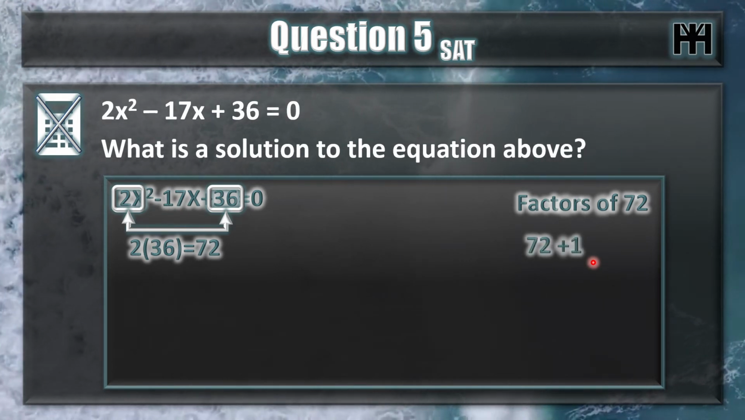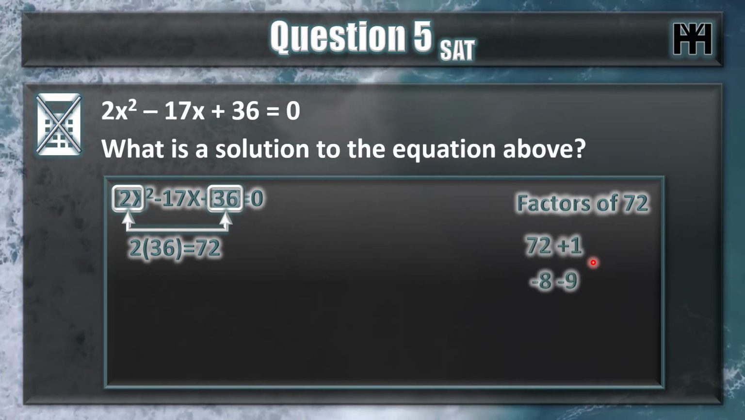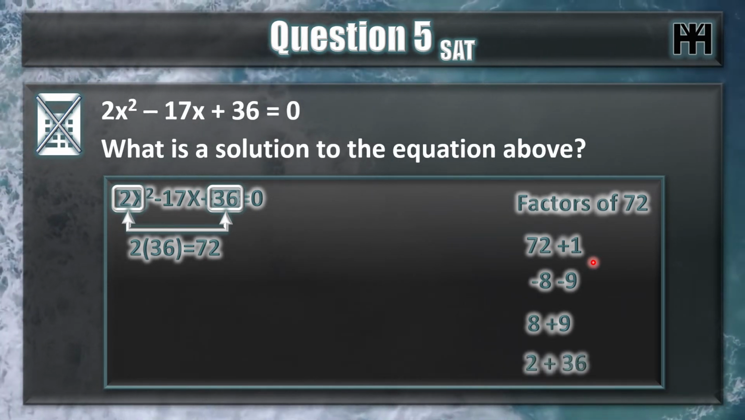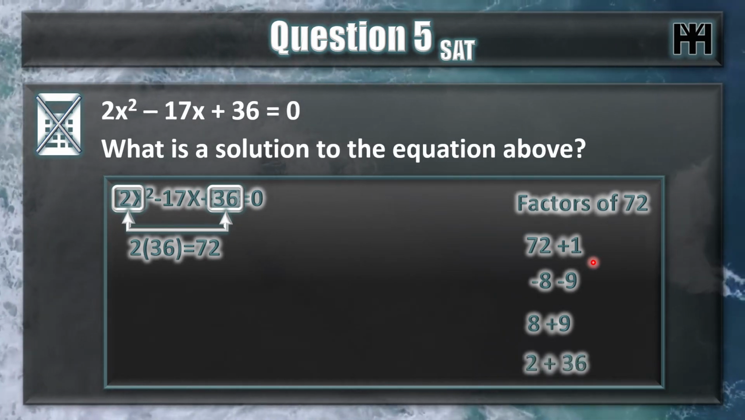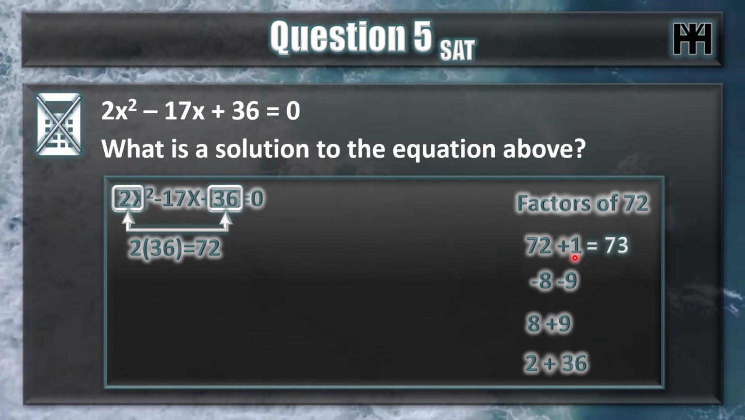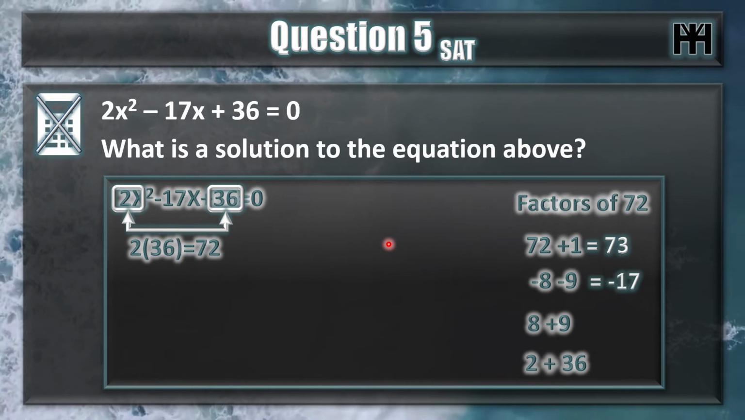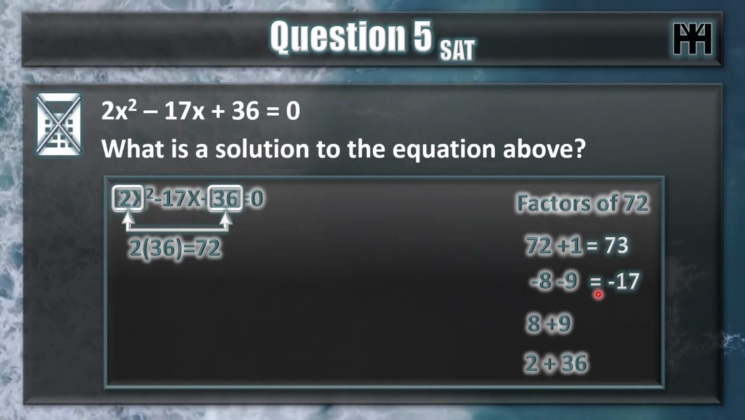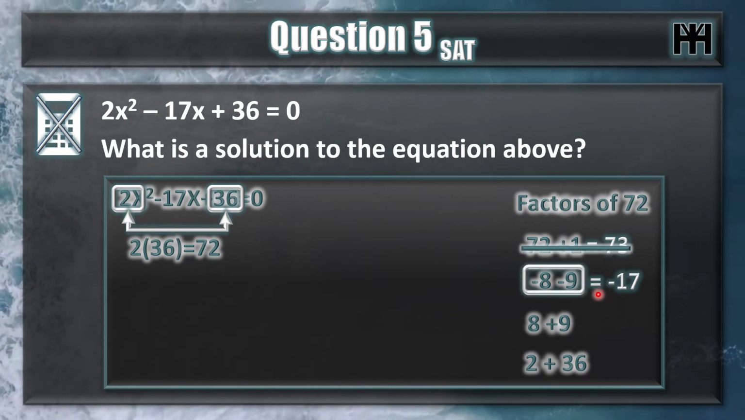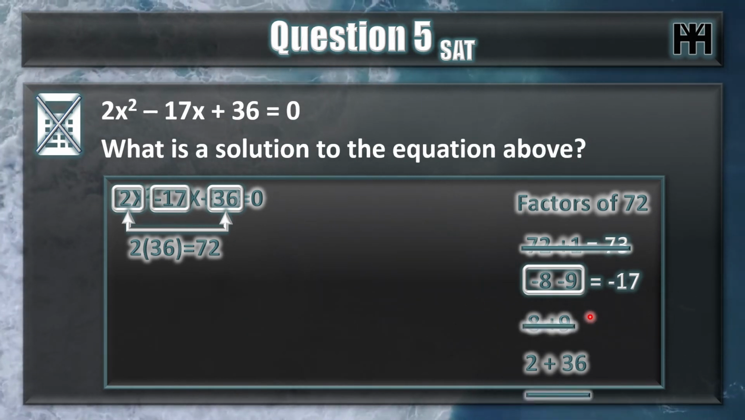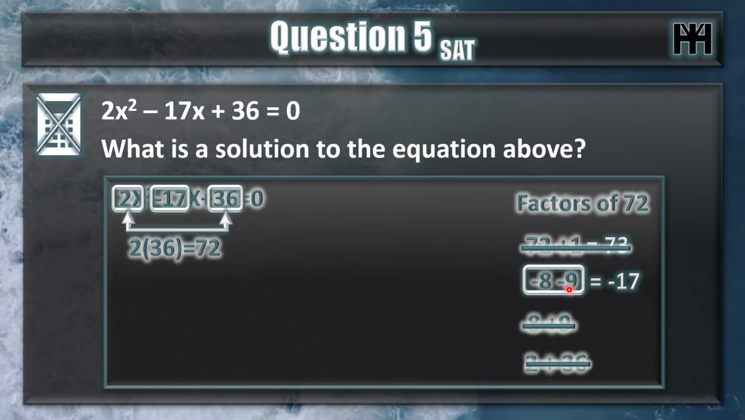So we have 72 and 1, negative 8 and negative 9, 8 and positive 9. Okay, 2 and 36 here, and the other factors. So let's calculate them. The first one will give us 73, not negative 17. The second one will give us negative 17, so this is the one we need. We don't need to get all of the others. So it's negative 8 and negative 9.